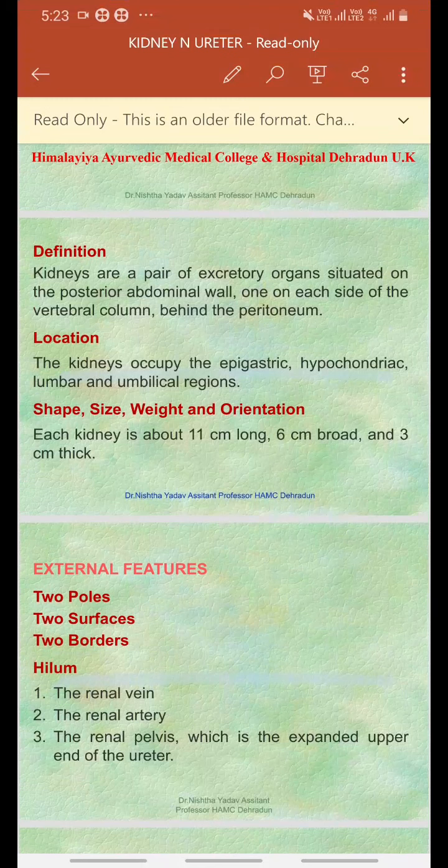Next, we know the shape, size, weight of the kidney. The kidney is 11 centimeters long, 6 centimeters broad and 3 centimeters thick, and it weighs 150 grams in males and 135 grams in females.